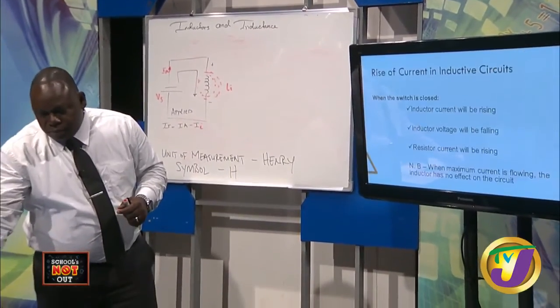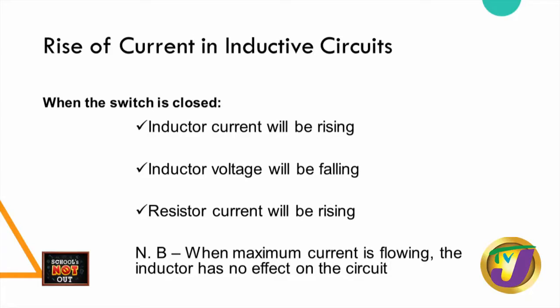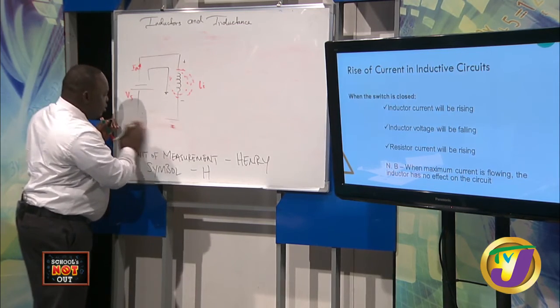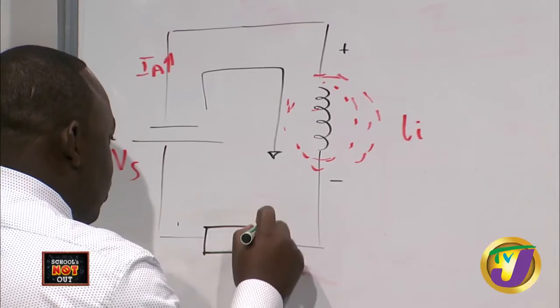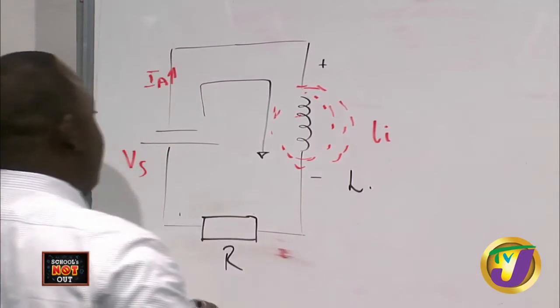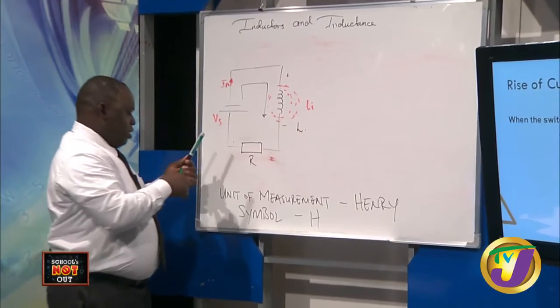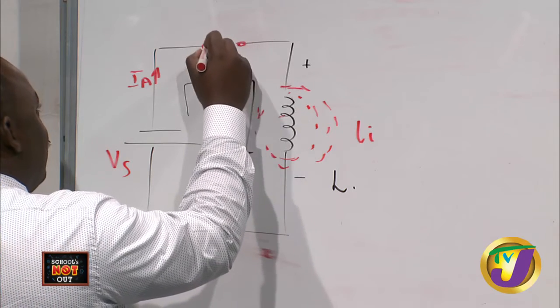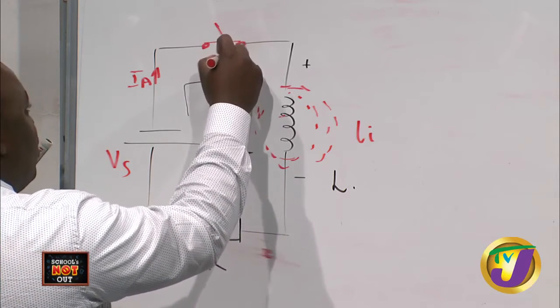Now, if we look at the rise of current in inductive circuits, let us look at a circuit quickly on the board. For this circuit, we're just going to add a resistor. So this is our R, and of course this is our inductor L. Now we're going to put a little switch in our circuit as well, because we want to have a little control mechanism. So let us say that the switch is closed.